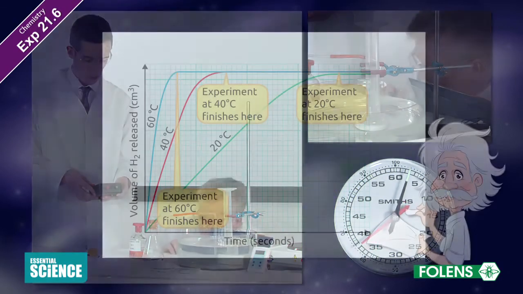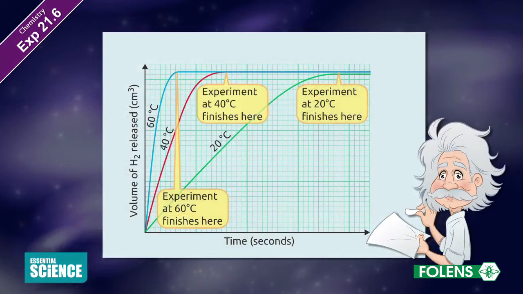flask. On the same sheet of graph paper, plot a graph of volume of hydrogen on the y-axis against time on the x-axis for each of the 3 experiments. A graph similar to that shown on the screen will be obtained.